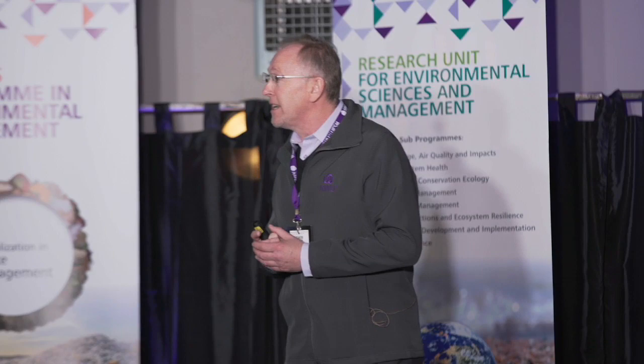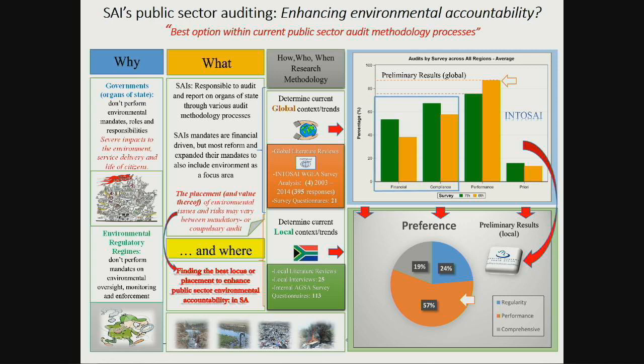What do I want to achieve with this study? I want to interrogate the best placement of environmental issues and risks within the audit methodology processes of the Auditor General. The approach I followed is to start global and then act local. In other words, I first look at global trends. What is INTOSAI, the International Organization for Supreme Audit Institutions, doing? Where are they in this process? And then I took it to a South African perspective. I did some critical analysis on the Working Group on Environmental Auditing surveys, interviews, survey questionnaires, etc.